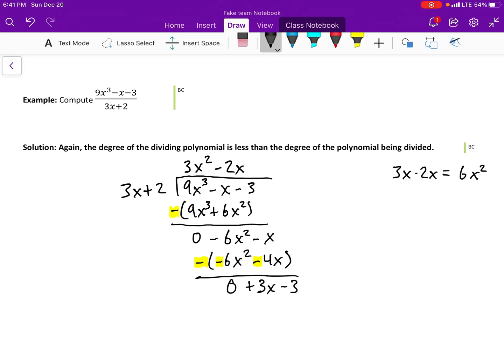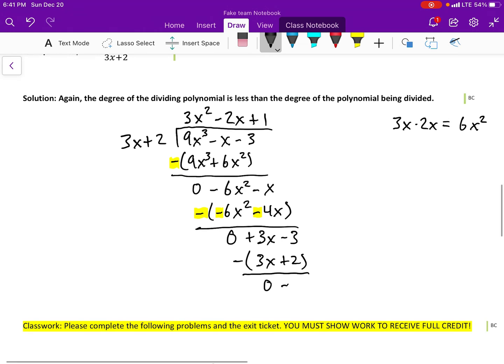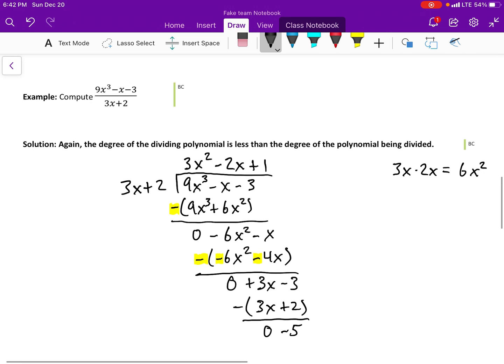And so finally, what value do I have to multiply by 3x to get 3x? That's just 1. And so, finally, we have 1 times 3x is 3x. 1 times 2 is 2. And so 3x minus 3x is 0. Negative 3 minus 2 is negative 5. And so now this time we have a remainder because I can't multiply anything times 3x to get negative 5.